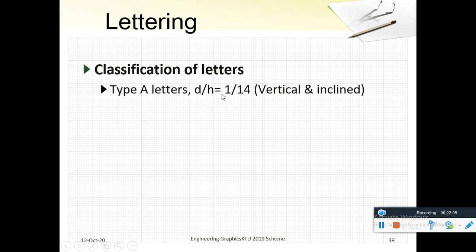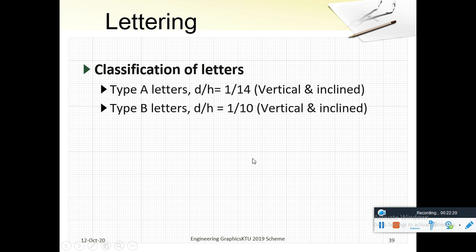Type A letter, or D by H equal to 1 by 14, may be vertical or inclined. Inclined means inclined 14 degrees from the vertical towards the right. Type B letters, D by H equal to 1 by 10, are also vertical and inclined.